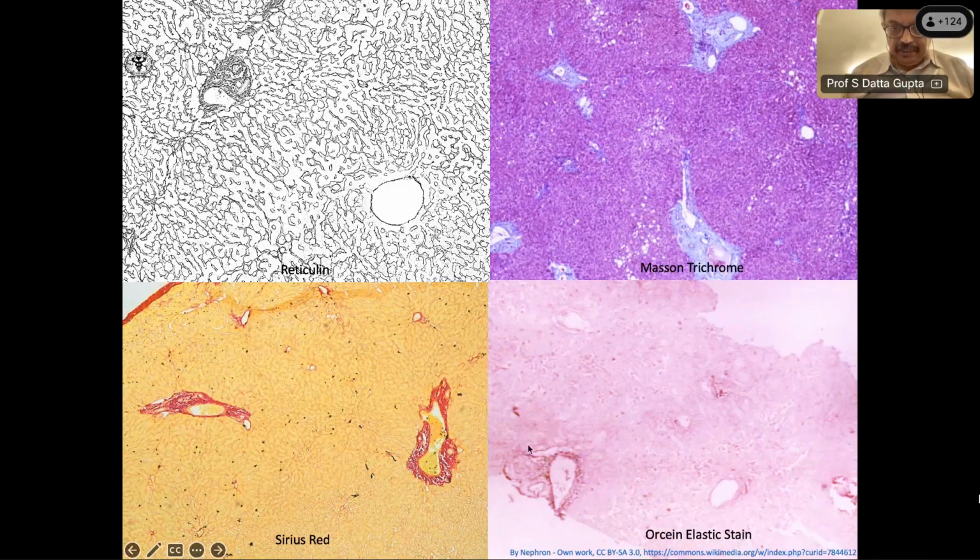And the other stain, which is very important, is the orcein elastic stain. Elastic tissue is present only and only in the portal tract. If the elastic tissue is present here, then it means there is fibrosis. If there is no elastic tissue there, then it's not fibrosis, right?